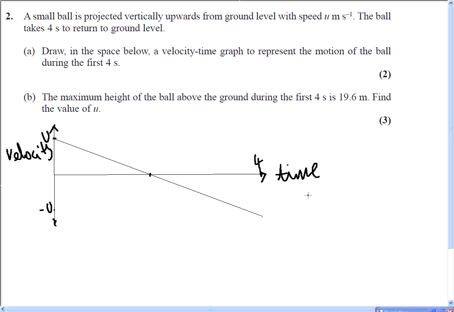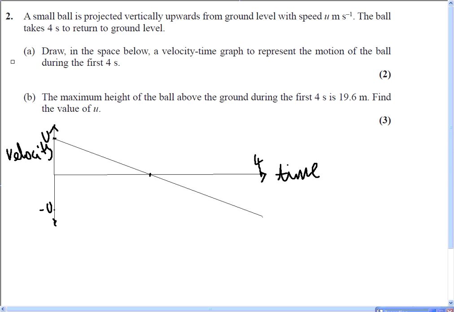And what I've done is done exactly that, because we know that it's projected with a speed of u meters per second. That's this bit here. At time 0, it's got u meters per second. The total time is 4 seconds. And you can see where it finishes. And we know that both sides of it, going up to maximum displacement and back down to ground level, are exactly the same, apart from in opposite directions. Therefore, what we can say is that the speed when it's projected is going to be the same speed as just before it hits the ground. So that's part A.